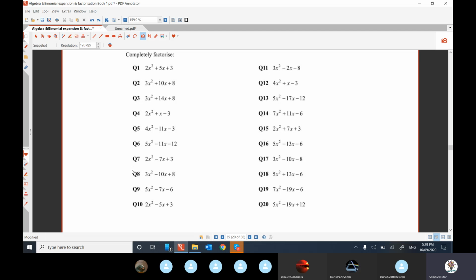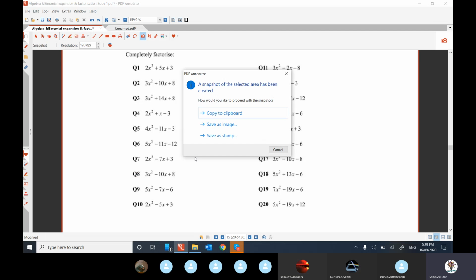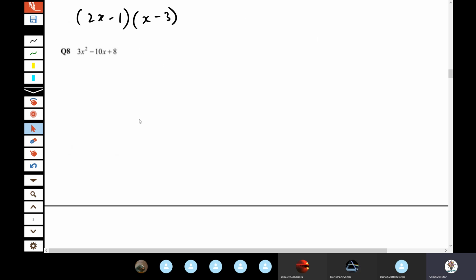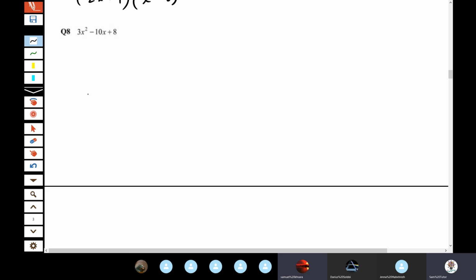Let's try another one. Question 8. Take your time. Don't let me rush you. Question 8. Go. You do the x. And then you got 3x and x. And you got 4 and 2. Would 6 and 4 ever get you 10? 6 and 4. Yeah. Can you see the 6 and the 4 just to make sure? Yeah. Okay, good. How do I get to negative 10 from 6 and 4?